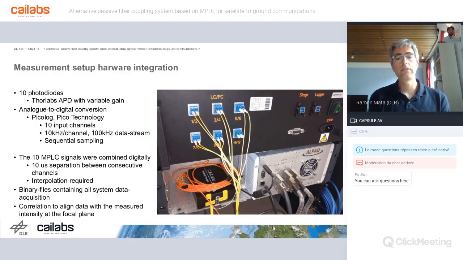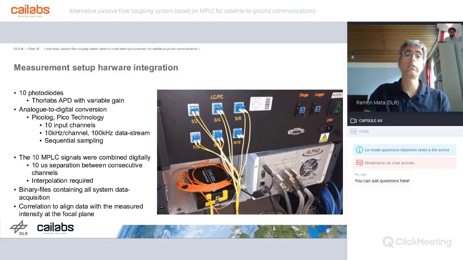Here you see the integration of the MPLC on the test. So it's this black box here. Here contains the MPLC, and the yellow fibers are the single mode fibers, which go to different receivers, different detectors. So we had 10 photodiodes, one per single mode fiber.